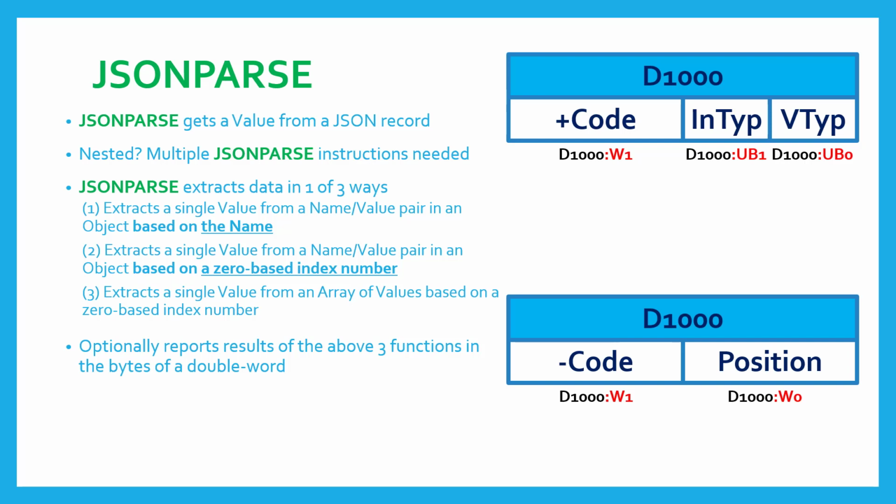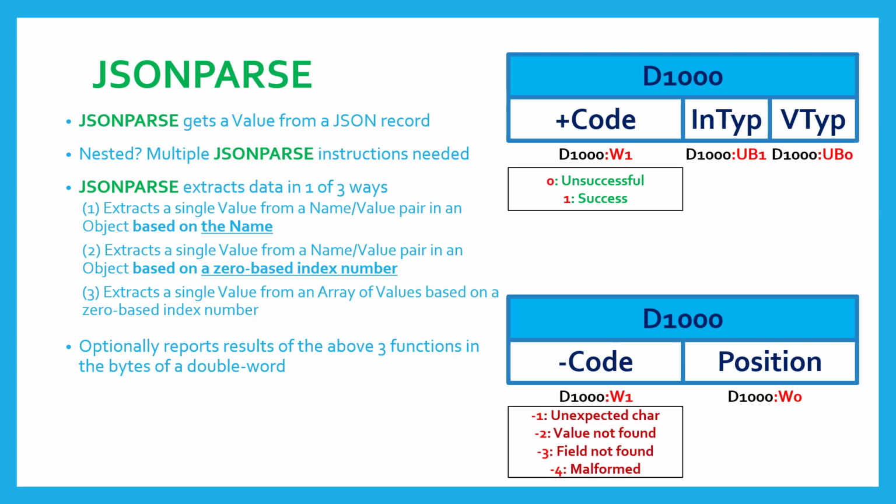So what do these individual values mean in this double status word? First, and most importantly, a 0 in the code word means your JSONPARSE was unsuccessful, however the JSON record that it searched was okay. No fatal errors were found. In other words, it was well formed. If it contains a 1 in the code word, then your JSONPARSE worked. If, however, the code word is negative, then you can see here the various meanings. These meanings, of course, are given in detail in the help file for JSONPARSE. But in this summary box, you can see the various problems encountered.